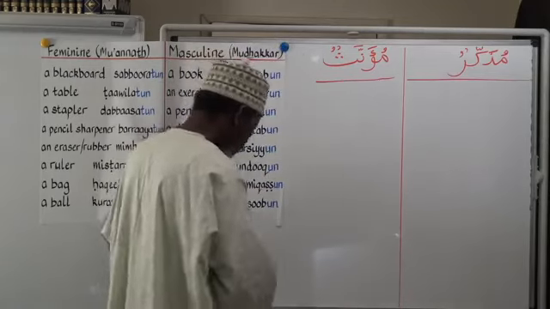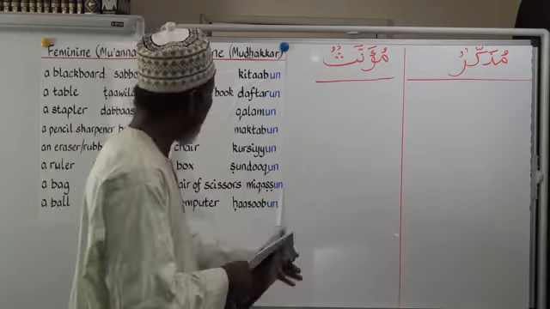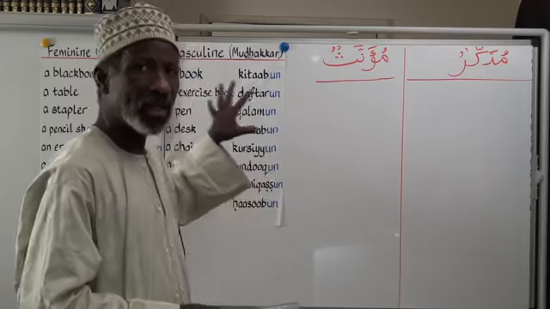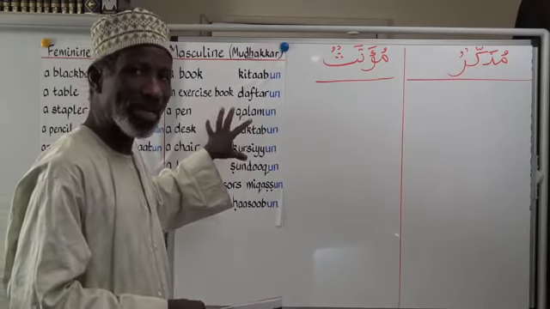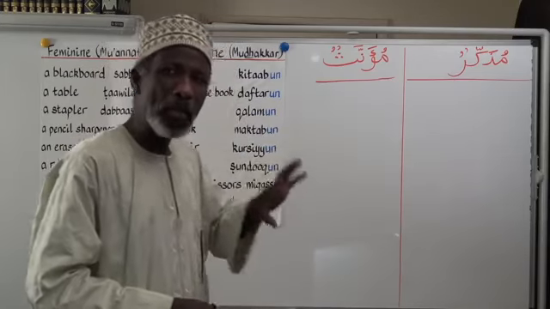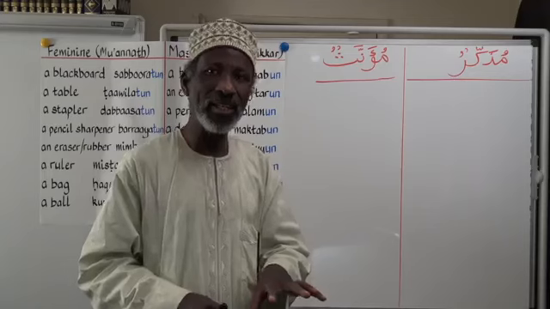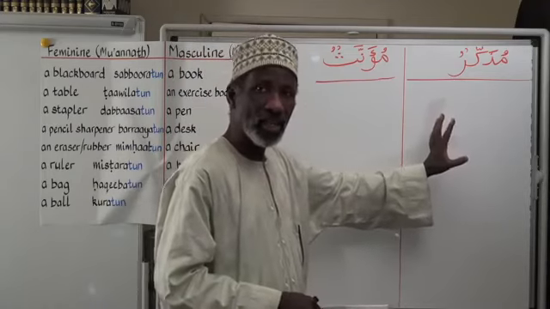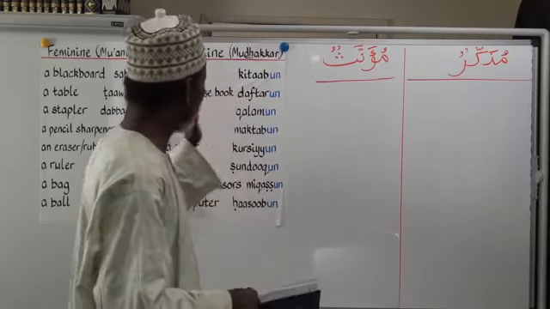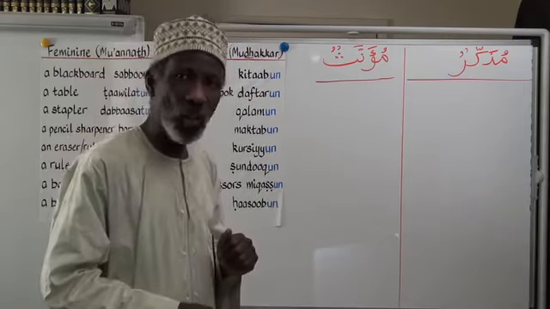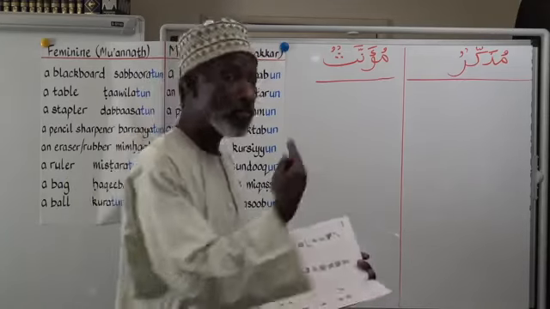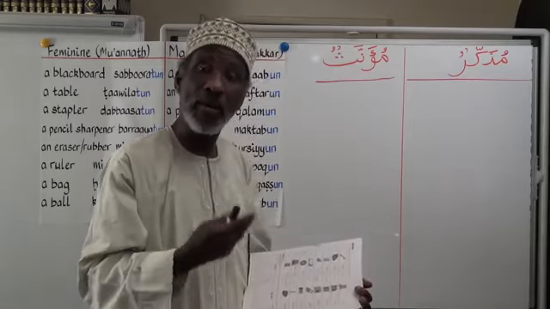Now, here I am representing Arabic with transliteration, meaning using Latin script to represent Arabic. But the best way really is to rely only on using Arabic script. And of course I have translation as well. So let's start with the first list on the mudhakkar side, which is masculine.